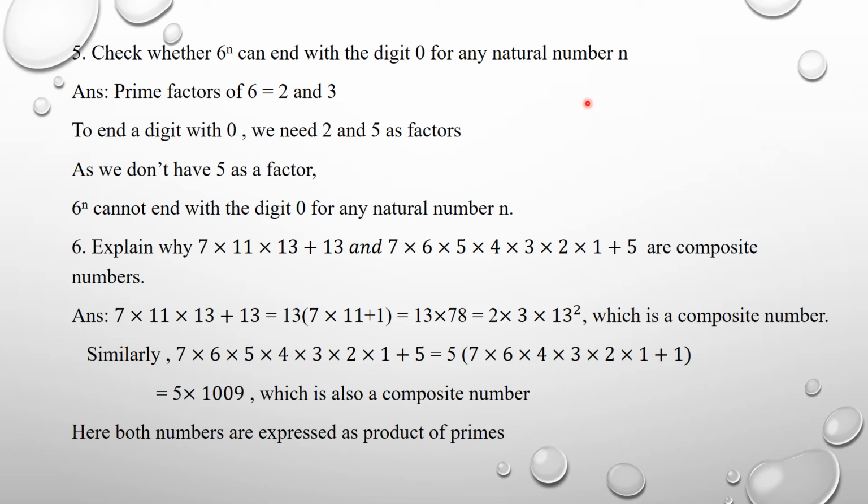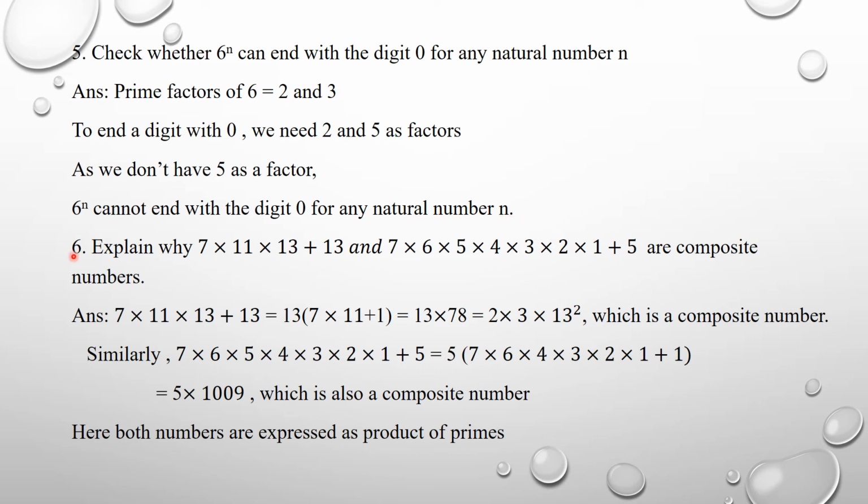We can see that all the numbers which end with the digit 0 will contain 2 and 5 as factors. When we take the prime factorization of 6, we can say it is 2 into 3. And we can say 6 does not have 5 as a factor. As there is no 5 as a factor, we can say 6 raised to n cannot end with a digit 0 for any natural number n.